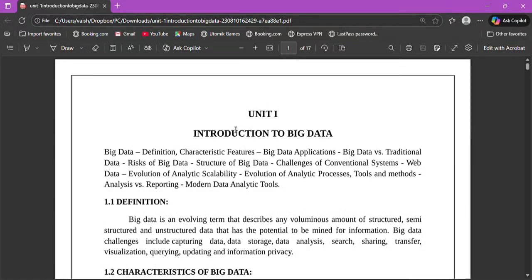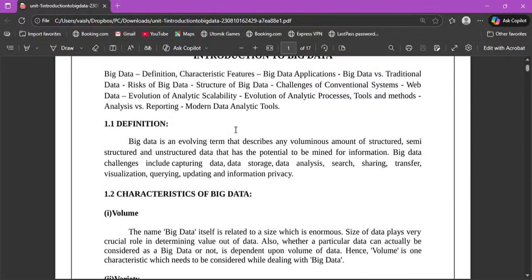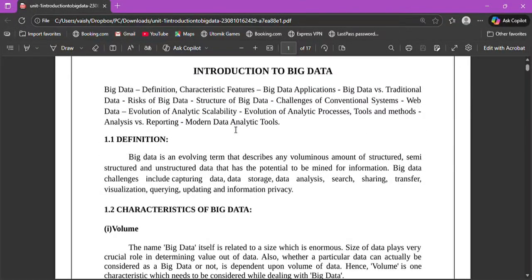Today, I am going to explain Introduction to Big Data. Let's start the topic. The definition of Big Data: Big data is an evolving term that describes any voluminous amount of structured, semi-structured, and unstructured data that has the potential to be mined for information. Big data challenges include capturing data, data storage, data analysis, searching, sharing, transferring, visualization, querying, updating, and information privacy.